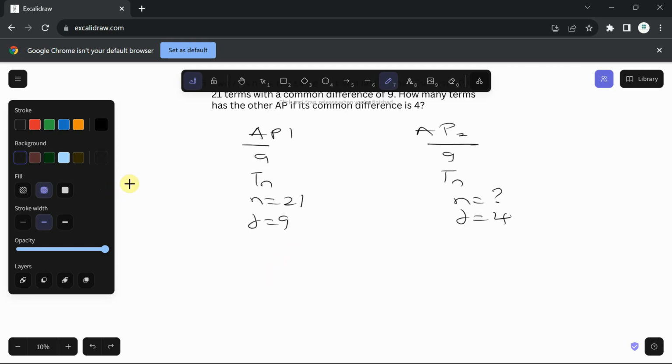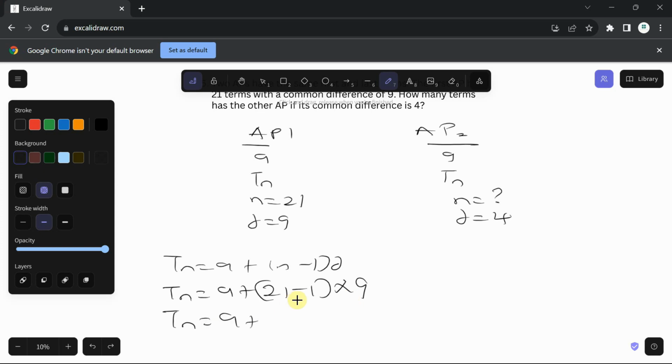So what do we know from here? They told us that they have the same Tn, but they gave us that n is equal to 21. So we know that Tn is equal to A plus n minus 1 d. So our Tn is equal to A plus, our n here is 21, so that is 21 minus 1 times our d here, which is 9. So Tn is A plus 21 minus 1, which is 20, times d. So our Tn is A plus 20 times 9, which is 180. That means the Tn is A plus 180.